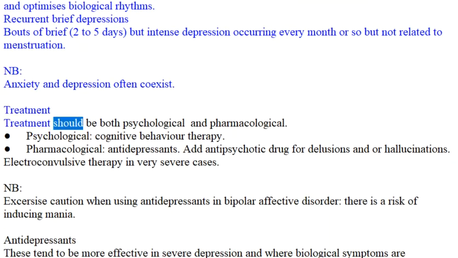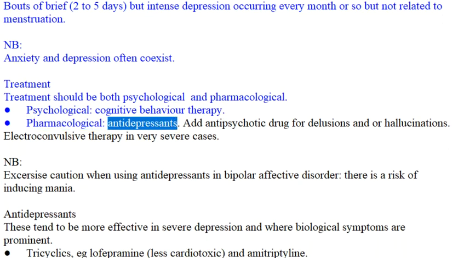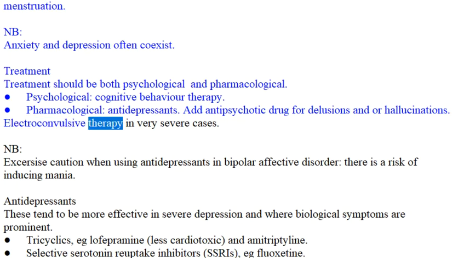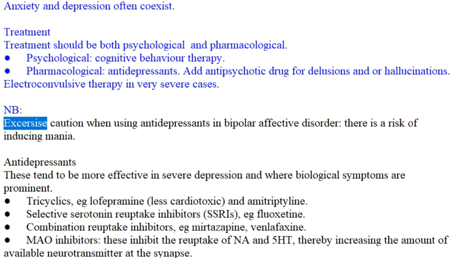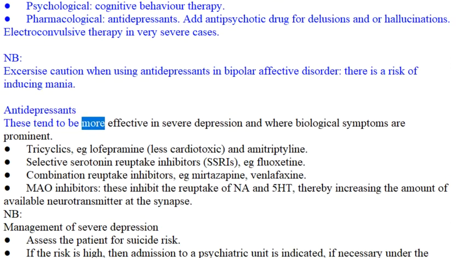Treatment. Treatment should be both psychological and pharmacological. Psychological, cognitive behavior therapy. Pharmacological, antidepressants. Add antipsychotic drug for delusions and/or hallucinations. Electroconvulsive therapy in very severe cases. NB. Exercise caution when using antidepressants in bipolar affective disorder, there is a risk of inducing mania. Antidepressants. These tend to be more effective in severe depression and where biological symptoms are prominent.